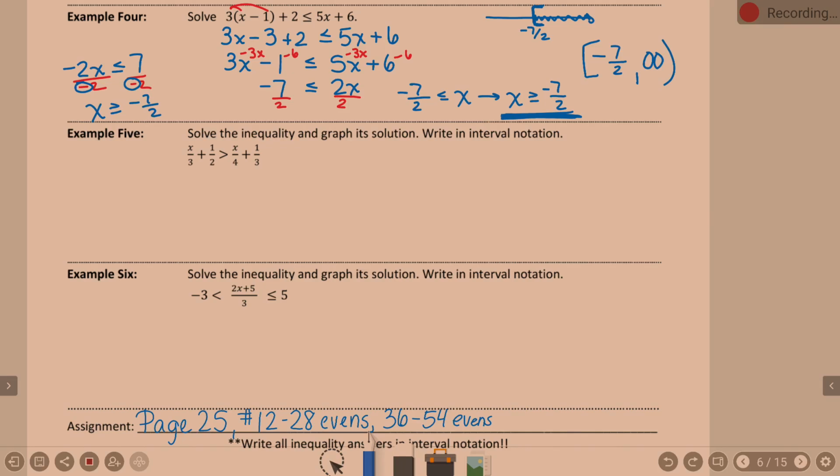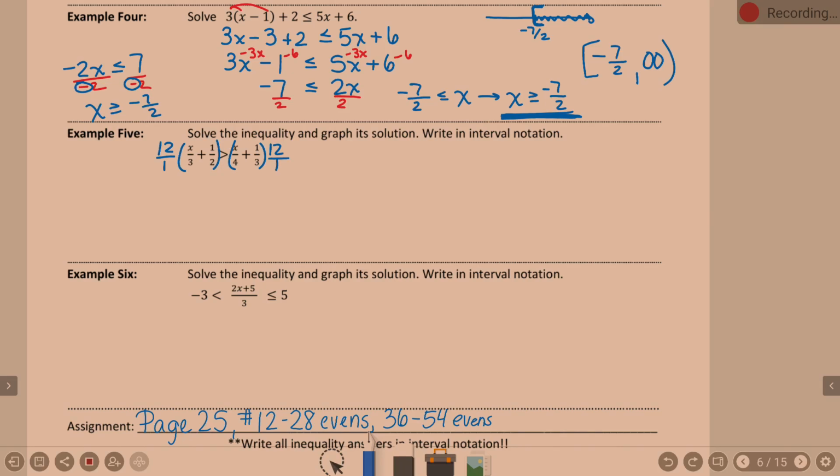I see a bunch of fractions. Do we want to work with the fractions? You can if you want. Not going to say you can't. My recommendation is we get rid of the fractions. How do you get rid of said fractions? Least common denominator, least common multiple. So what can 3, 2, and 4 all go into? 12. So we're going to multiply both sides by 12.